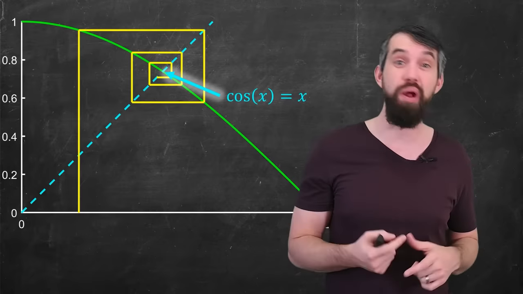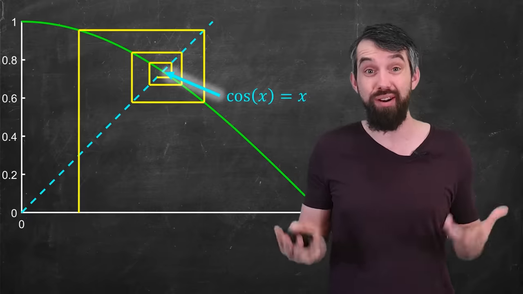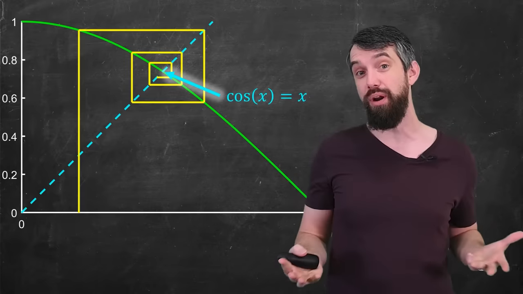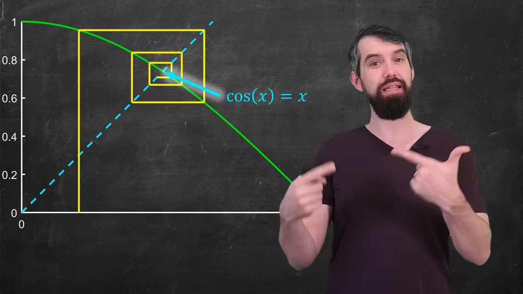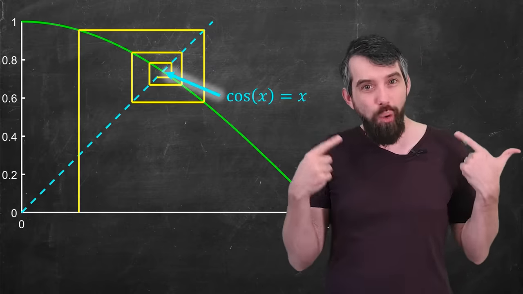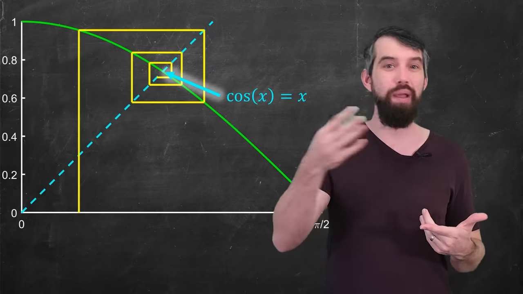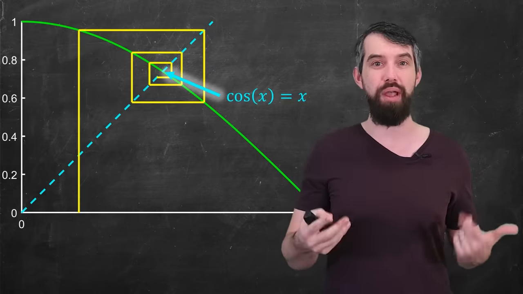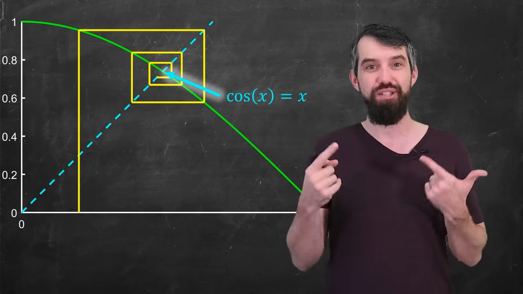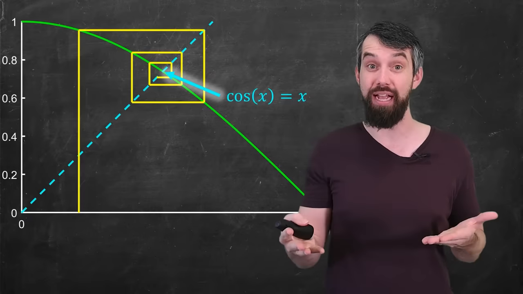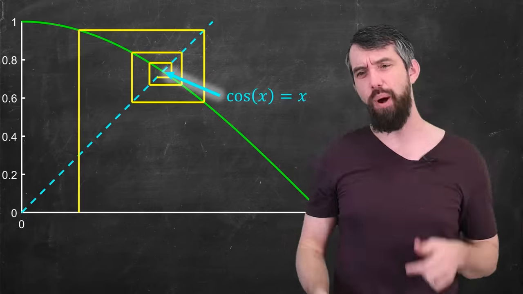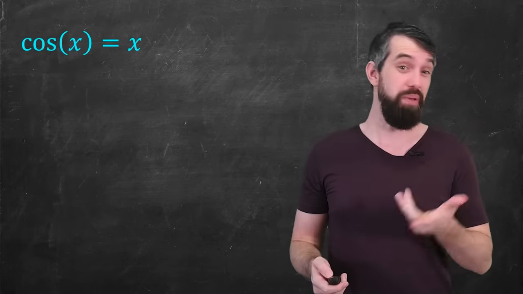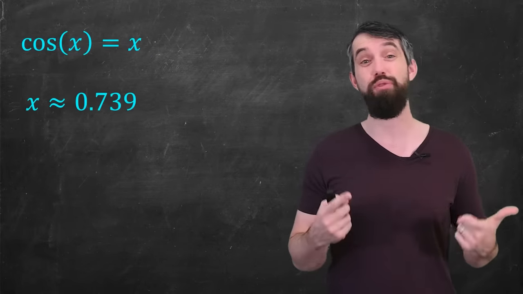You could start at 0.3 like I programmed into the computer, or you could start at a million, you could start at pi, you could start anywhere you wish. The spiral is going to look a little bit different, but it's always going to have this behavior of going back and forth over this line y equal to x, and so it's going to converge to the spot where cosine of x is equal to x. And what is that spot? Well, cosine of x equal to x can be approximated as about 0.739.